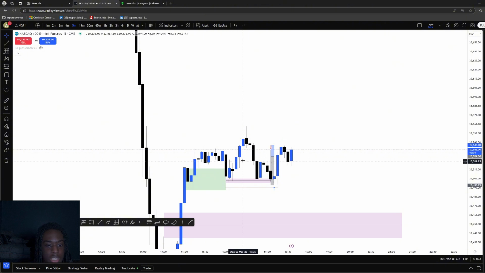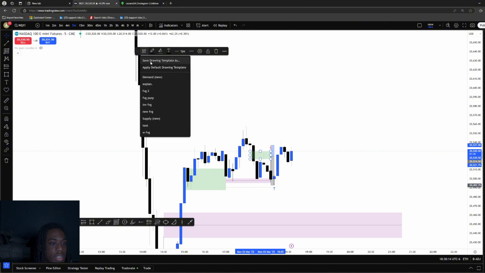Then you saw that price had a displacement. Displacement is an aggressive sell or buy to the up or downside, right? So we saw this aggressive sell-off right here, showing that price is indicating to sell off towards the downside. So I marked out my fair value gap right here.